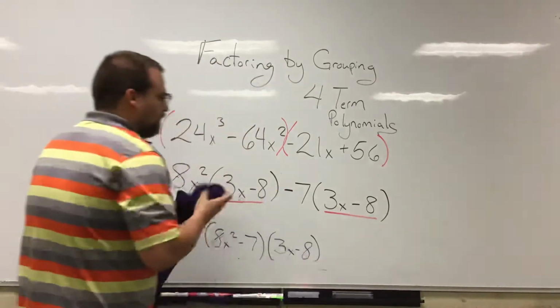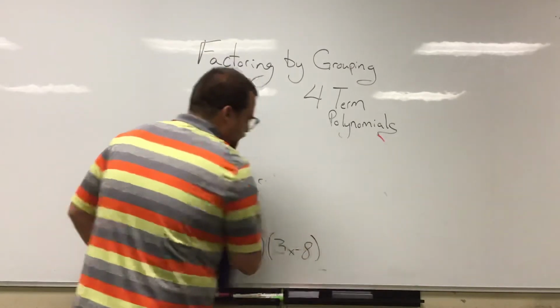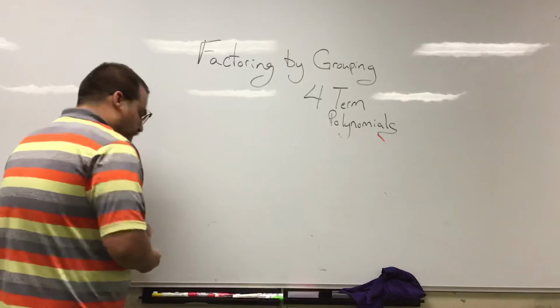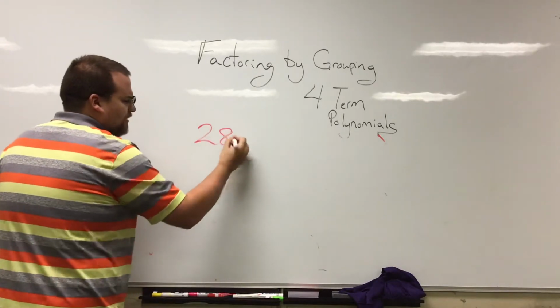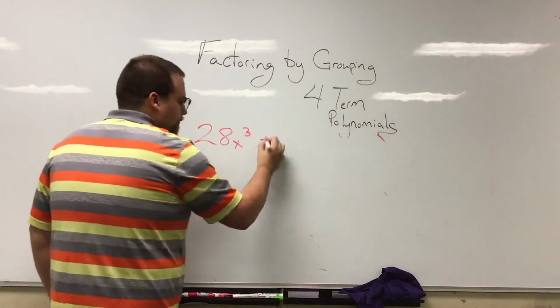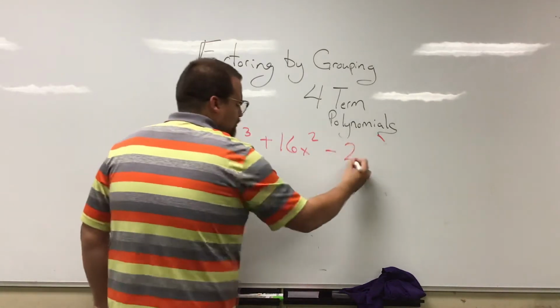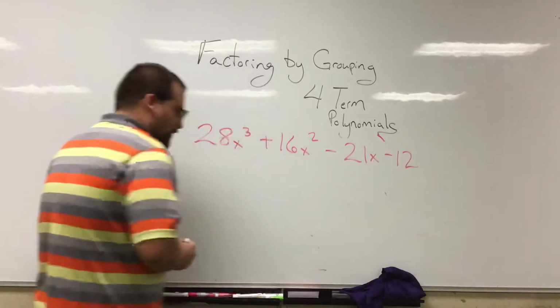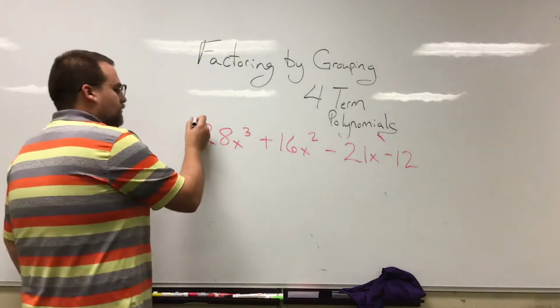We are going to do one more example here. I'm going to go a little faster with this one. So I'm going to clear this out. We'll do one other practice problem. And that practice problem will be 28x to the third plus 16x squared minus 21x minus 12. So we begin, again, the same way.